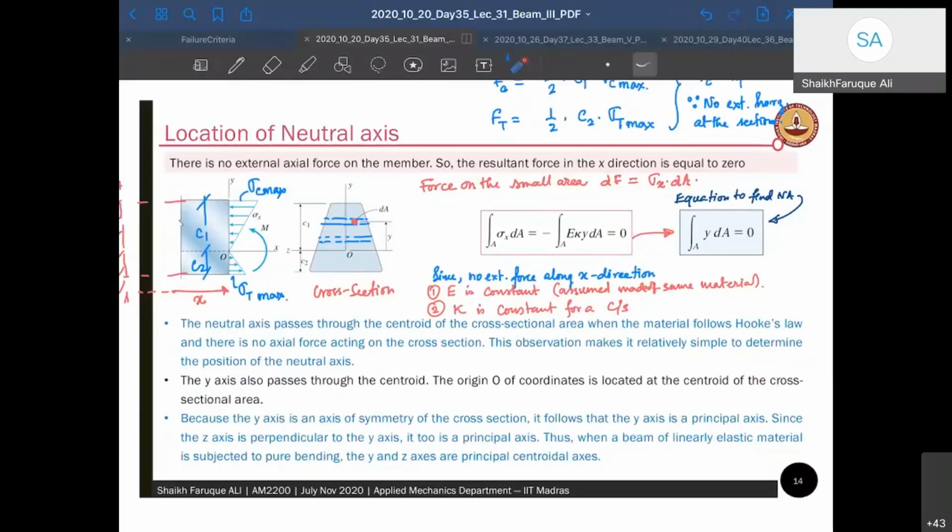There is a composite material. E, which one will change? E will change if this is made up of composite material. Yes, there will be E1, E2, E3, all these things can come. So E can change. So you cannot take E as constant in that case. So that rule, integral of YdA equal to 0, will not hold if you have a composite material. In that case, E will not come out of the integration sign and you cannot put it to 0.